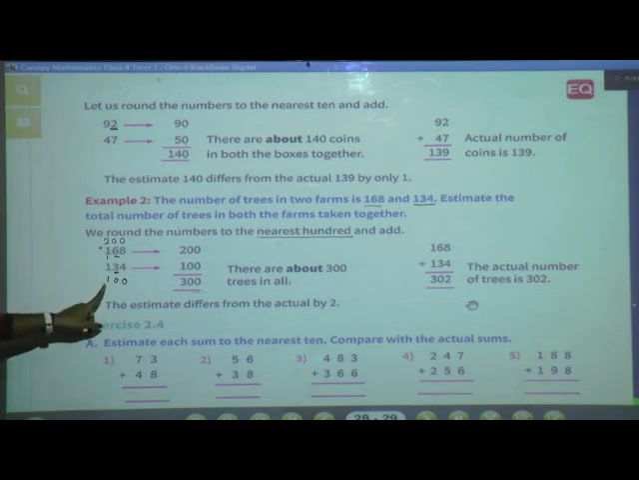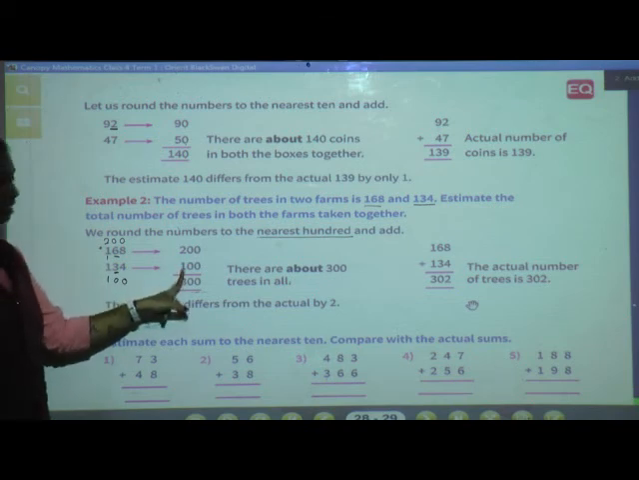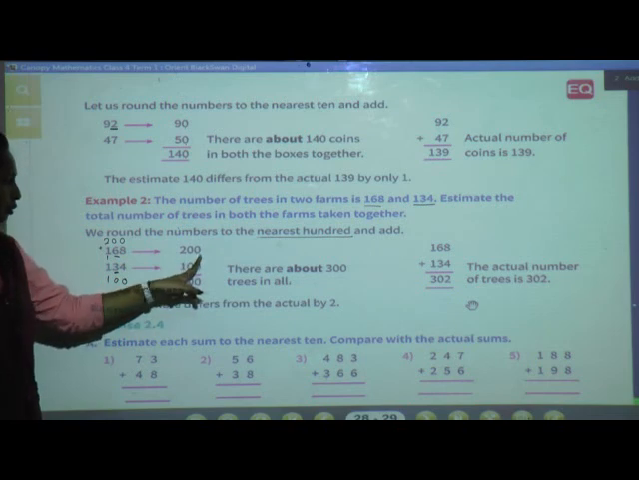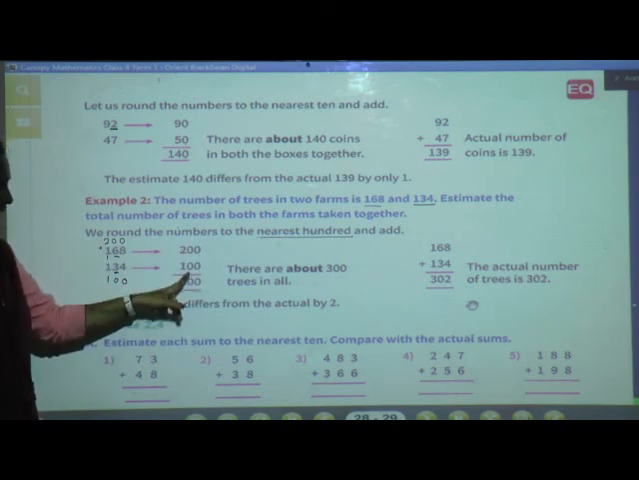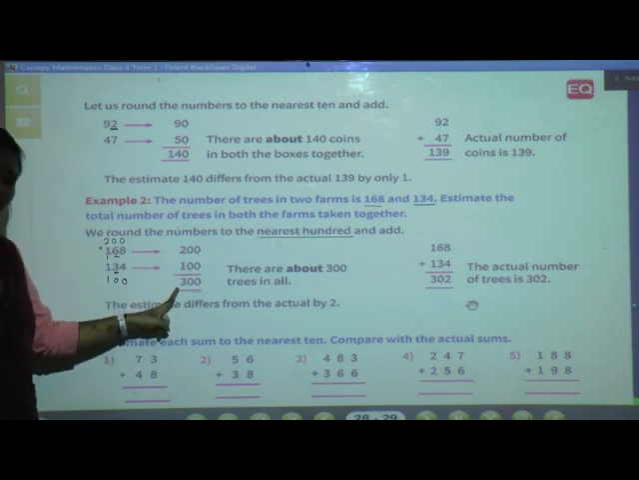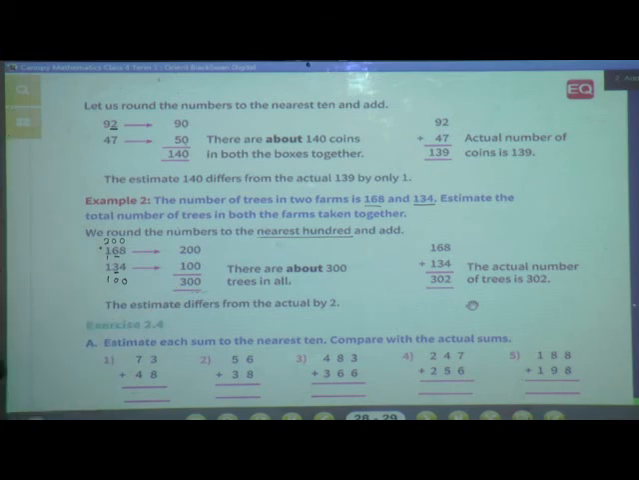Yes or no? So 100, correct, 100. Now we will do this addition. 0 plus 0 is 0, 0 plus 0 is 0, 2 plus 1 is 3. So how many trees are there? There are about 300 trees in all.